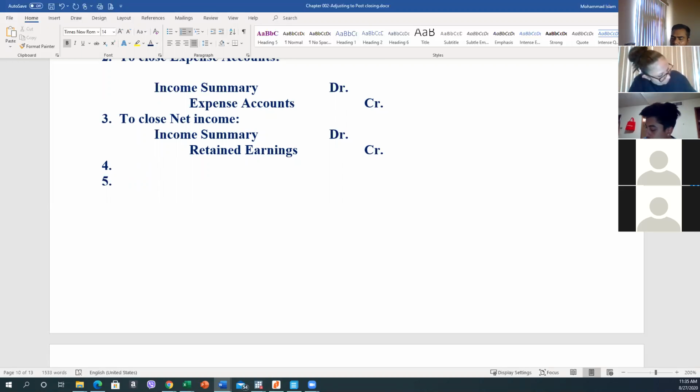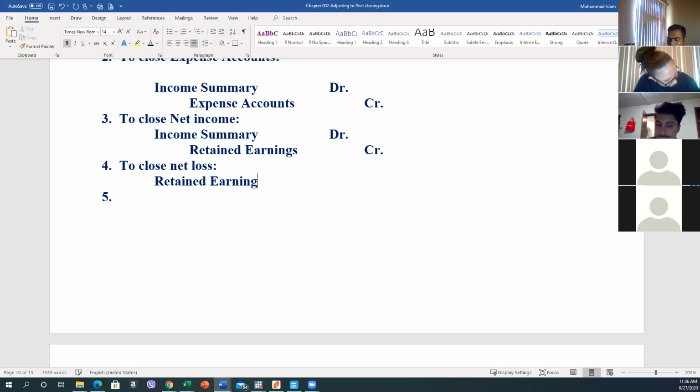So now to close net loss. If we want to close net loss, what should we do? So we debit retained earnings and credit income summary. Correct.